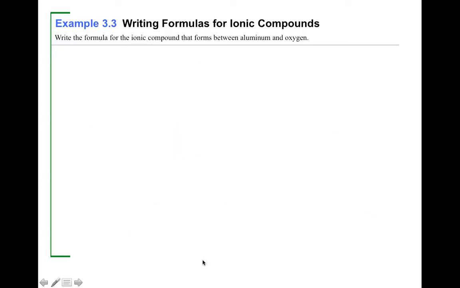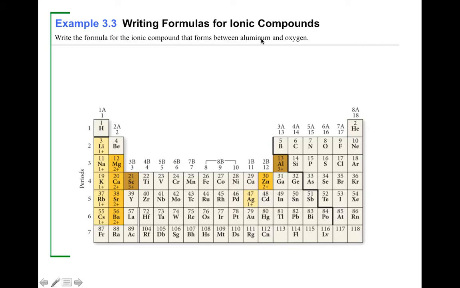Okay, so for example, 3.3, this is on page 87. Write the formula of an ionic compound that forms between aluminum and oxygen. Every time you see something like this, you really should pull out your tools. So I'm going to pull out the periodic table, which we showed just recently. Aluminum is going to have a tendency to take on a +3 charge. Oh, I didn't point that out in the previous one.